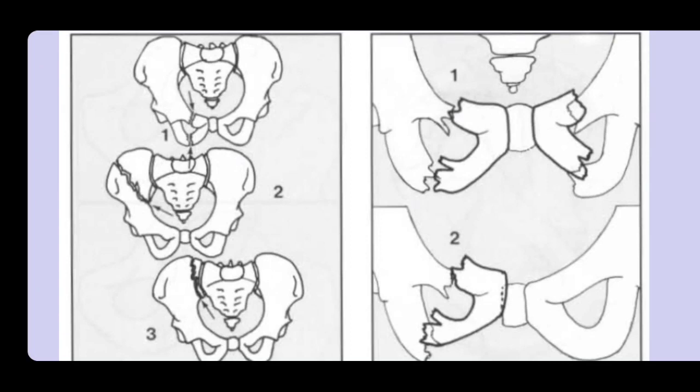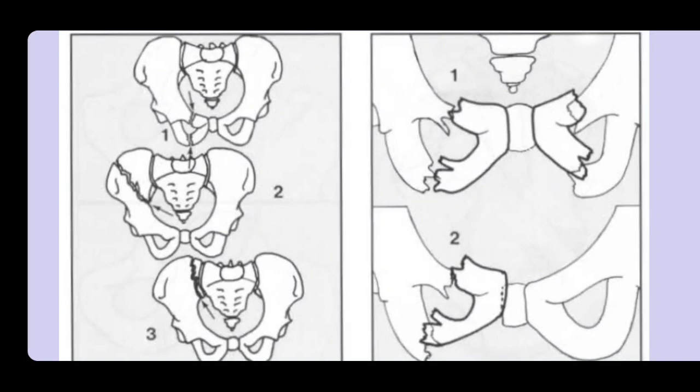Next fracture pattern are fractures of type A2. These are also stable fractures, but minimally displaced. Due to the pelvic ring being ruptured only in one place, there is very little possibility of displacement.